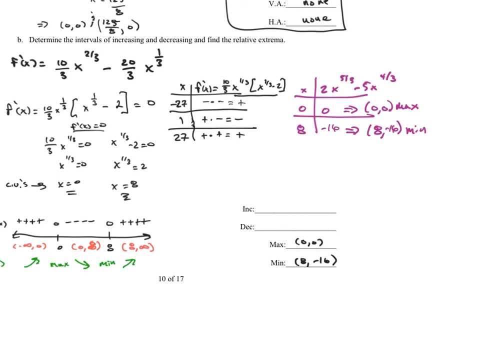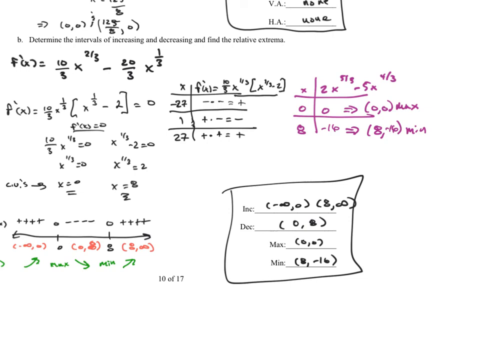My increasing intervals are wherever that derivative was positive, which was the intervals negative infinity to 0, and also the interval 8 to infinity. My intervals of decreasing was anywhere where my derivative was negative, and that was on the interval from 0 to 8. So that's all the information I need from the first derivative. Now let's move on to analyzing the second derivative to determine concavity.